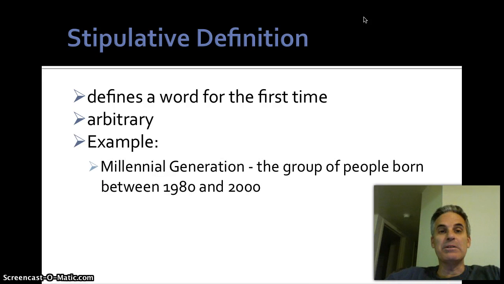Here's an example of what used to be a stipulative definition. Obviously, it's become part of our lexicon, and I'll talk about that when I get to the next type of definition. But the millennial generation: the group of people born between 1980 and 2000. What we had was a group of people. They listened to rap music. They were kind of young, they had attitudes, and we needed to call them something, probably for marketing purposes, or at least so that we could go to workshops and try to understand them.